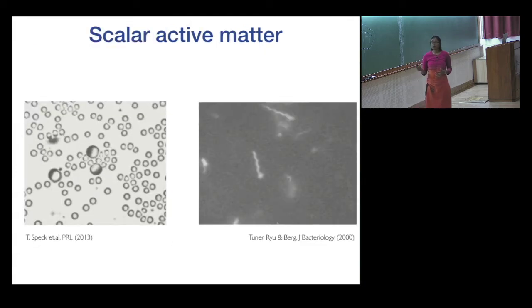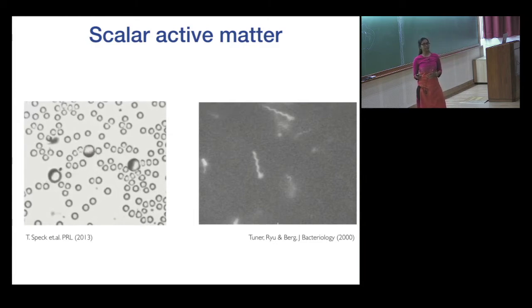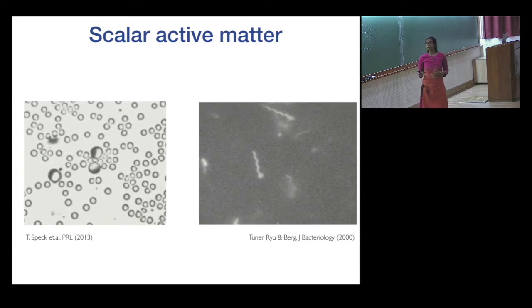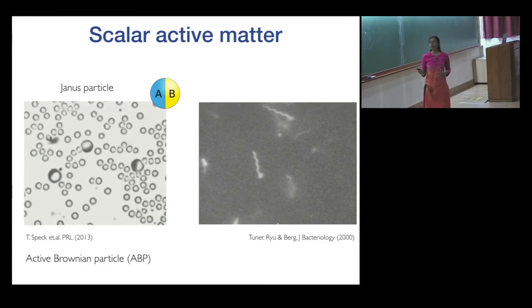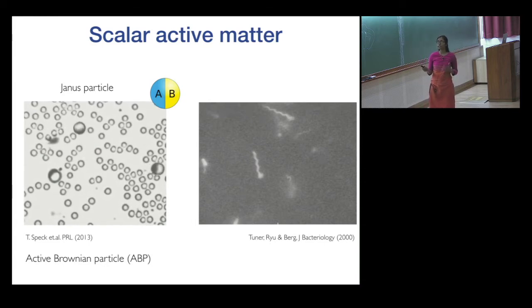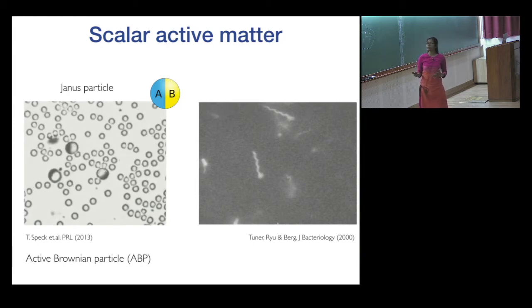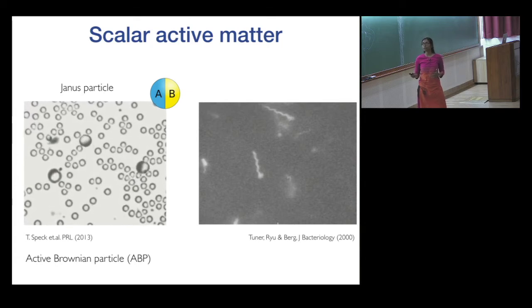Okay, but in our system we will study scalar active particles. So what are scalar active systems? The particles do not have any orientation dependent interactions. In the literature there are two broad classes of scalar active systems. One is active Brownian particles, like a Janus particle which has two chemically different hemispheres. When they are shined with laser light, they behave like self-propelled particles. You can see in the video they are moving in one direction.